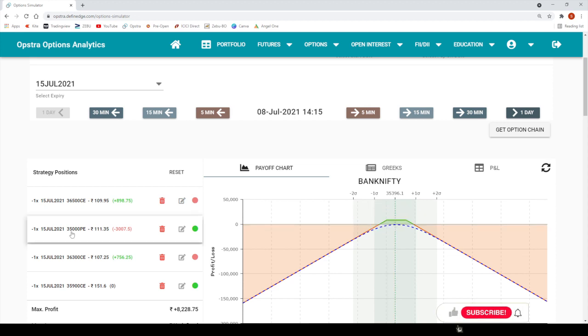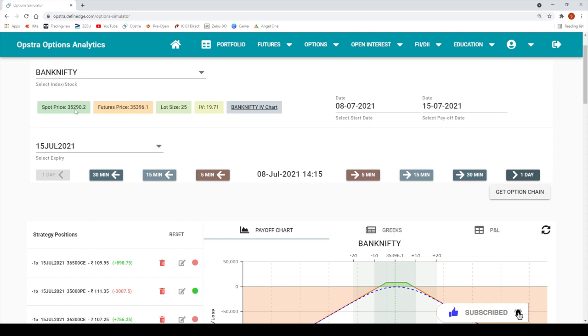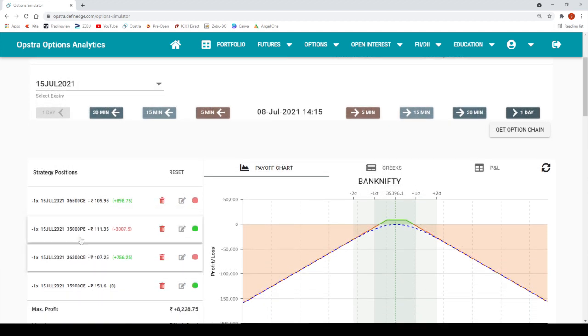So actually we sold 35,000 put. So the current price is 35,290. So whenever the Bank Nifty price comes to 35,000, we are going to convert this triangle into straddle. That means we are going to sell 35,000 call to match the put which we sold earlier. Okay, that we will see later.